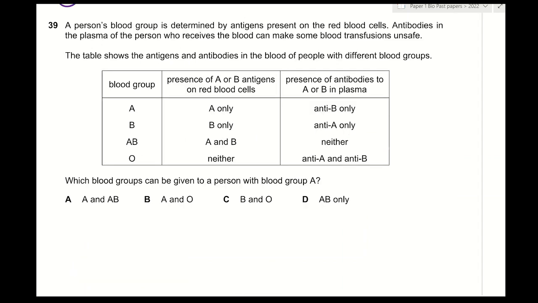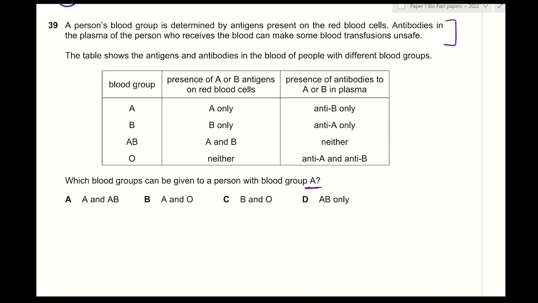Question number 39. A person's blood group is determined by antigens present on the red blood cells. Antibodies in the plasma of the person who receives the blood can make some blood transfusions unsafe. The table shows the antigens and antibodies in the blood of people with different blood groups. Which blood groups can be given to a person with blood group A?